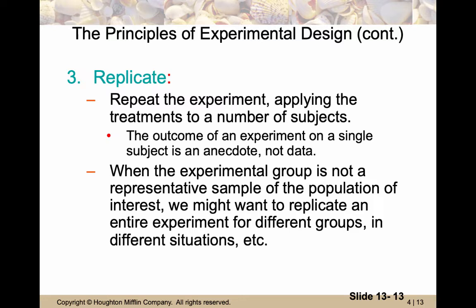Okay, so back to what we're actually interested in. When the experimental group is not a representative sample of the population of interest, we might want to replicate an entire experiment for different groups in different situations. So there's that other kind of replication that's also important. Typically, because you're using volunteers, you don't randomly select people to be part of your experiment. You randomly assign them to treatments, but you typically have to have volunteers. This concept of replication is also really important.